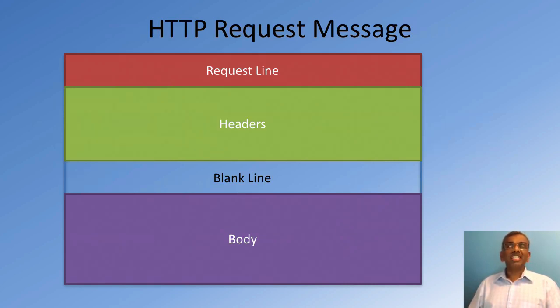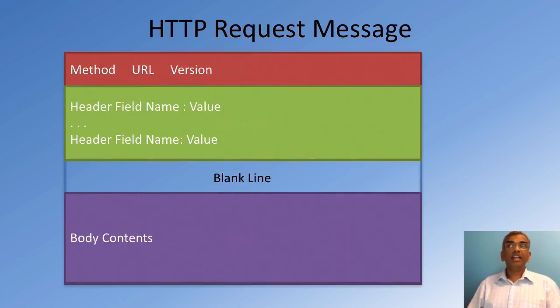Looking at a little more details of the HTTP request message, the typical request message in the request line will contain the method, which is either get, put, post, delete, or some of the other verbs that you have seen earlier, and then followed by the URL and the version of the HTTP protocol that you're using for communicating from the client to the server side. The header field usually contains a header field name, colon, and the value for that header field. And the body contents, as I mentioned, could be encoded in either JSON or XML format.